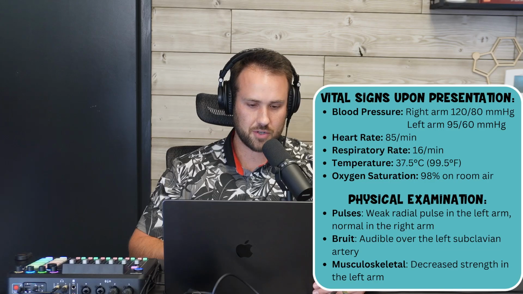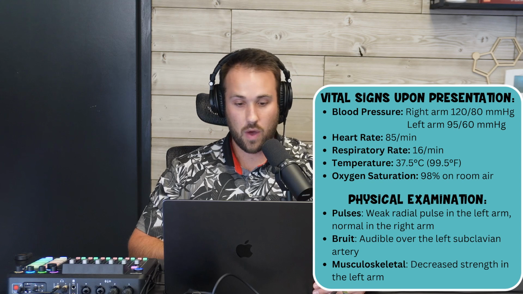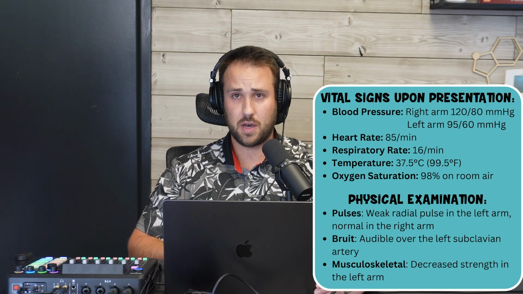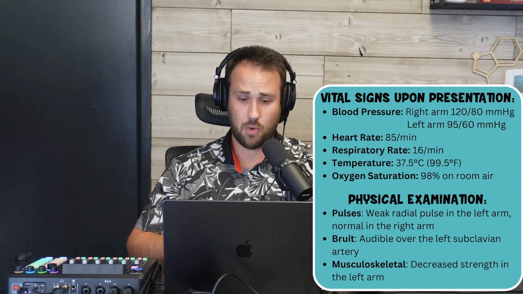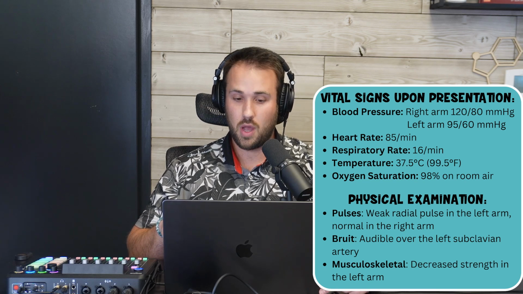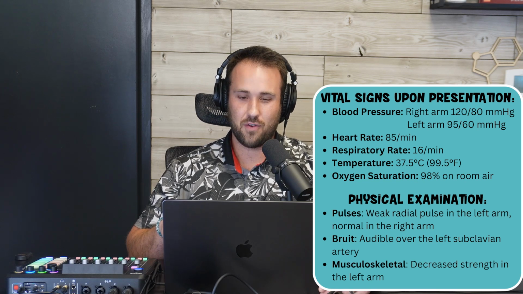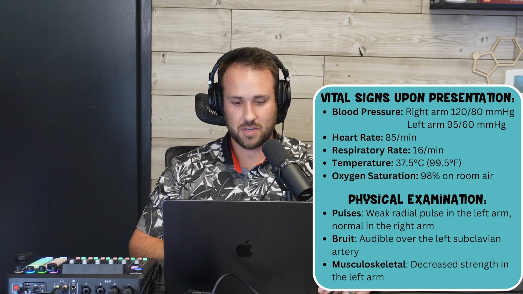Vitals are blood pressure 120/80. However, we do a blood pressure because of the issue with her both arms that we notice. We take a blood pressure on the right arm, 120/80, normal. But then we do it on the left arm, and it's 95/60. Oh, there it is. So right there, you have a pretty good idea.